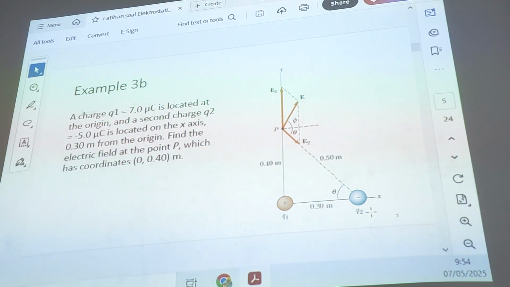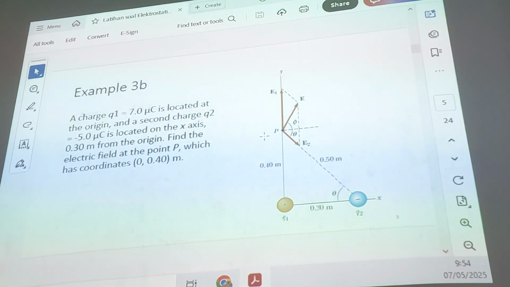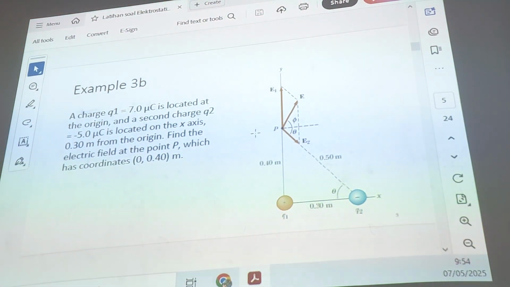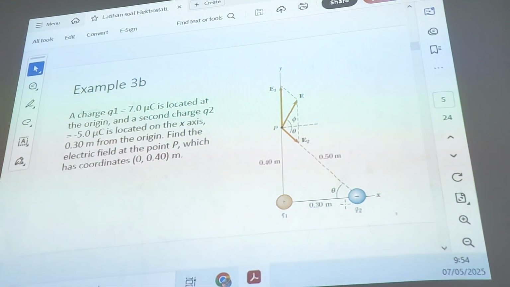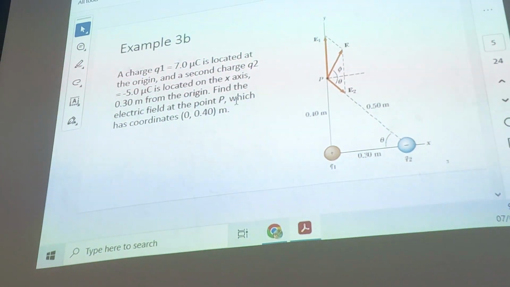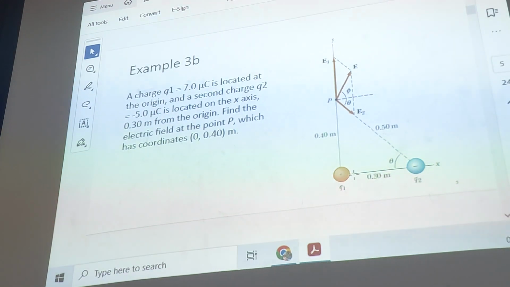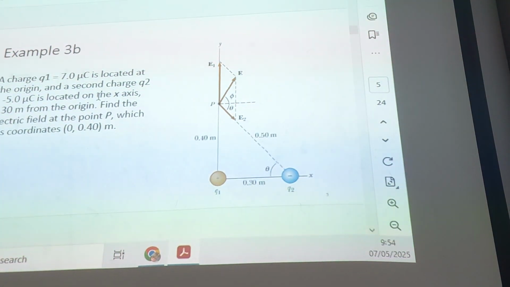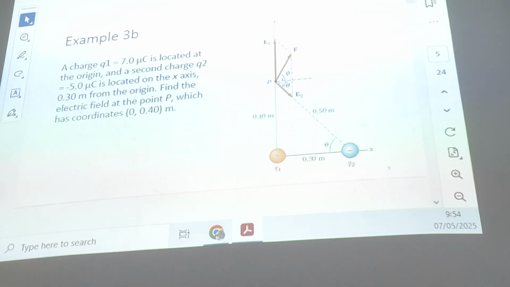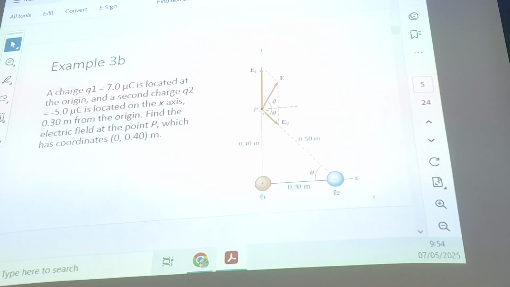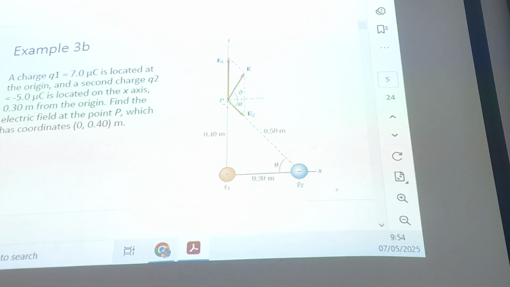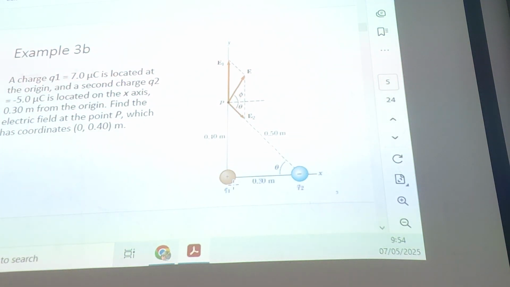Q1, Q2, and then this is P. In this case, electric field. So charge Q1 is 7 microcoulomb, Q2 is minus 5 microcoulomb, and then the location is also known, with the distance between them 3 and 4.5. Find the electric field at point P, which has the coordinate over here. This is the location of P.